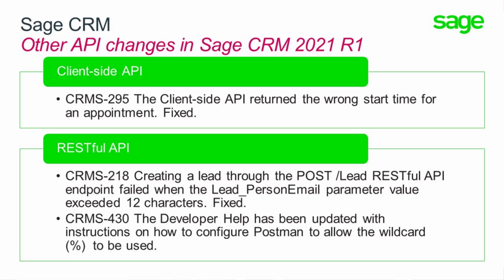That's been resolved. So has CRMS 218, which was to do with the RESTful API and email addresses that were insufficient in length. So we now can exceed 12 characters in submitting an email address. CRMS 430 is really a change to the documentation that explains how to configure Postman to make sure that you can use the wildcard percentage sign within your queries.